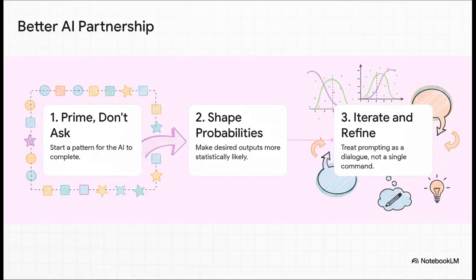So what does this all mean for you? Really, it boils down to three things. 1. Prime. Don't just ask. Start the pattern you want the AI to finish. 2. Shape the probabilities. Use all those tricks we just talked about to guide the AI toward the kind of answer you want. And 3. Iterate. Treat it like a conversation. Tweak your prompts. It's a dialogue, not a magic spell.